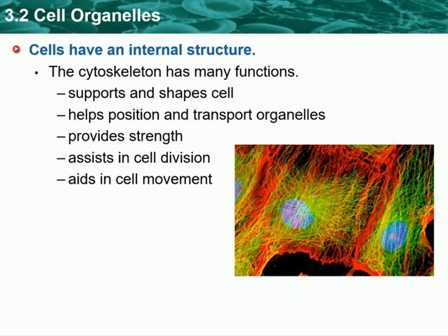Microtubules are long, hollow tubes. They give the cell its shape and act as tracks for the movement of organelles. When cells divide, microtubules form fibers that pull half of the DNA into each new cell.